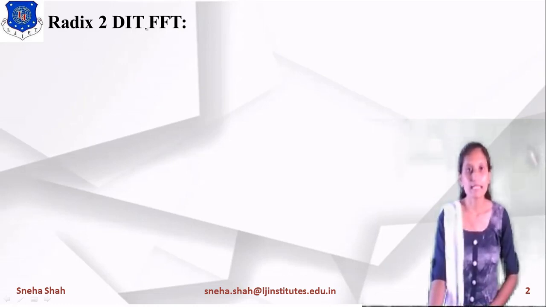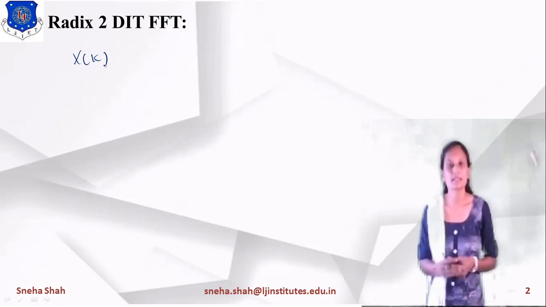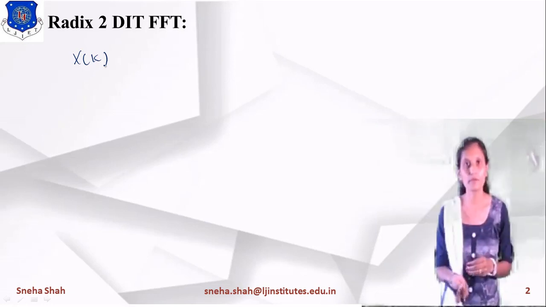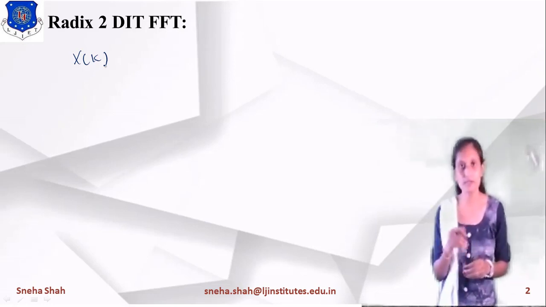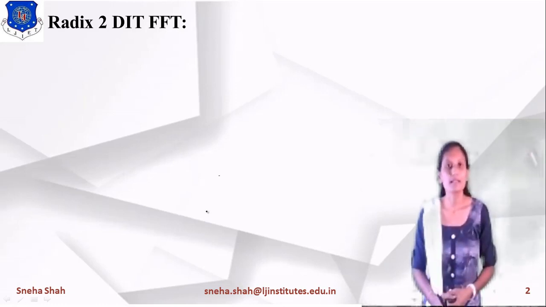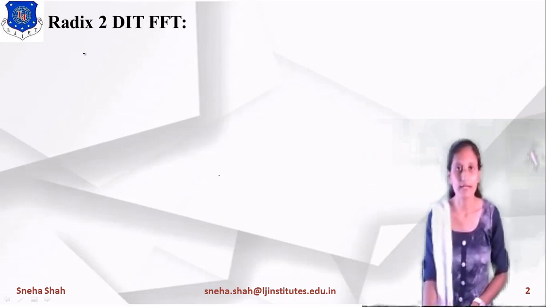So starting with this radix-2 DIT-FFT algorithm, we'll write the equation of X of k. Why? Because FFT means fast Fourier transform. So to solve the DFT in a fast form, computational complexity will be reduced by using this fast Fourier transform. So for that we will use the equation of the DFT.